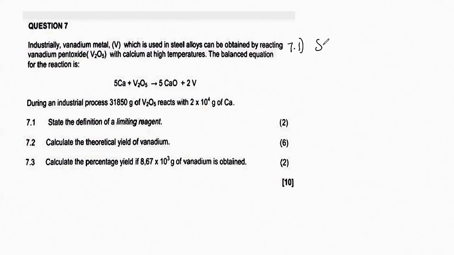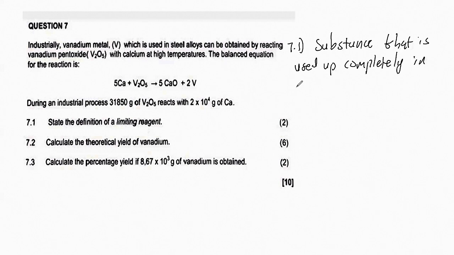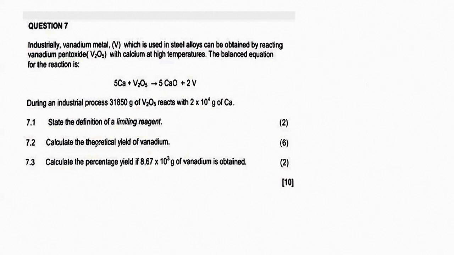So we say the limiting reagent is a substance that is used up completely in a chemical reaction, right? So that's our definition for 2 marks. Then 7.2 says calculate the theoretical yield of vanadium.